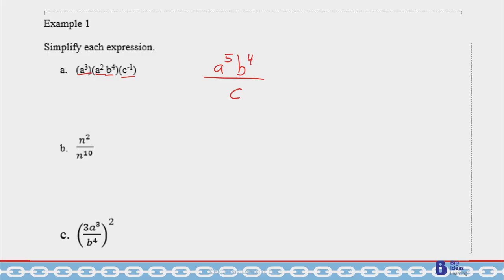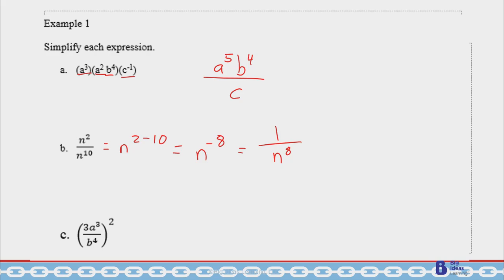Looking at example B, this is going to be quotient of powers. So this is going to be n to the 2 minus 10, which would be n to the negative 8. Right now I'm going to use that negative exponent property. I know that that negative 8 means that that n term is on the wrong side of the fraction bar. So 1 over n to the 8.